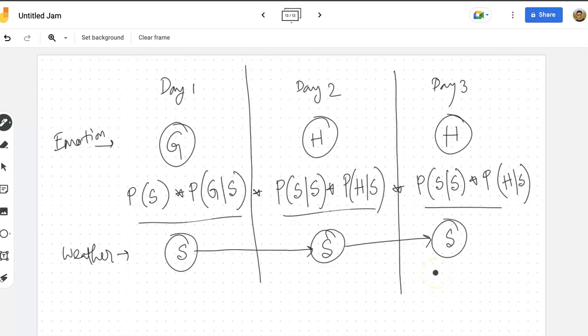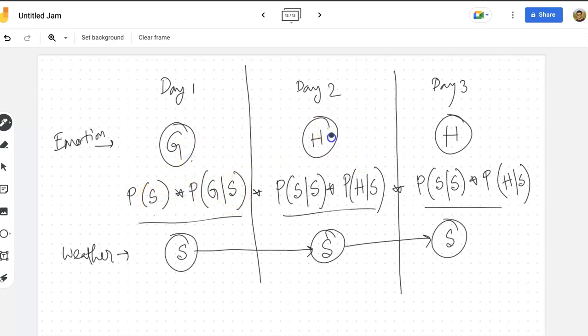So I hope you understand. They are saying day 1 you are grumpy, day 2 you are happy, day 3 you are happy. Now they are asking, what is the probability that all the days are sunny? So how can you get that? One possible way is that day 1 is sunny, the probability of day 1 being sunny, and if day 1 is sunny, what is the probability that that day is grumpy?